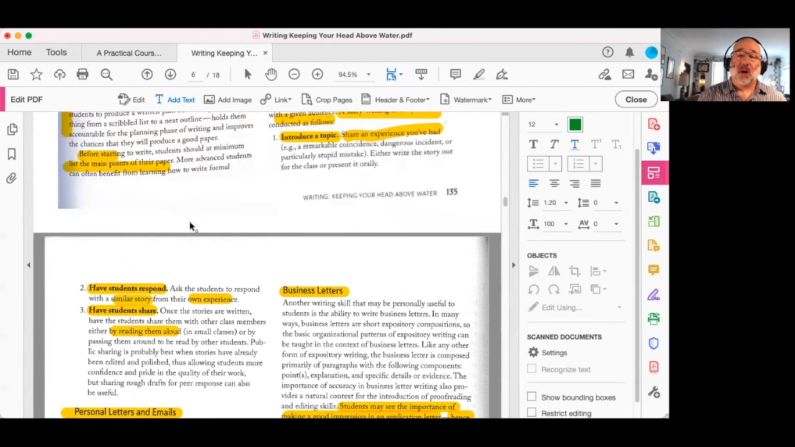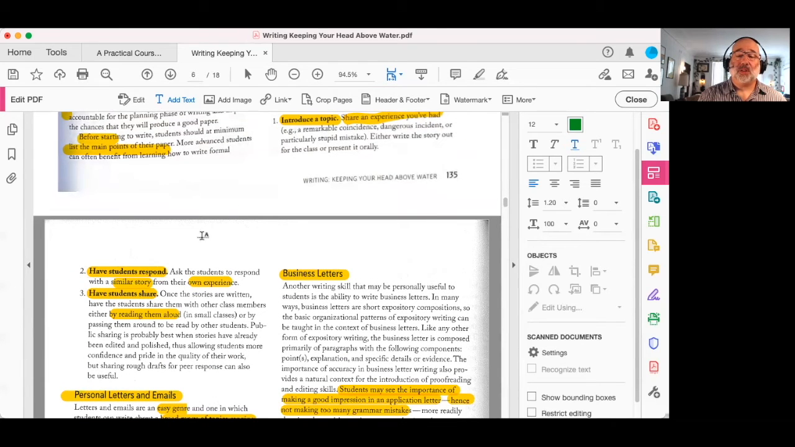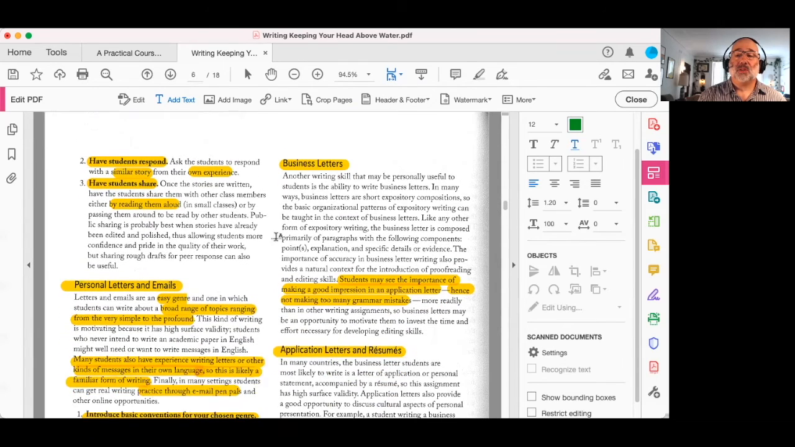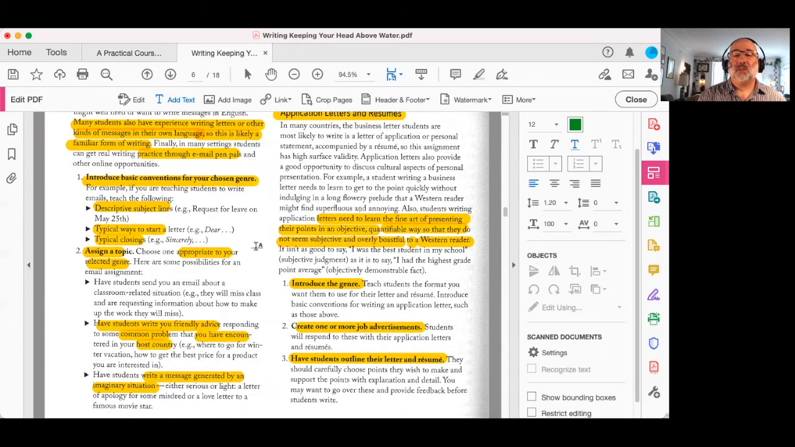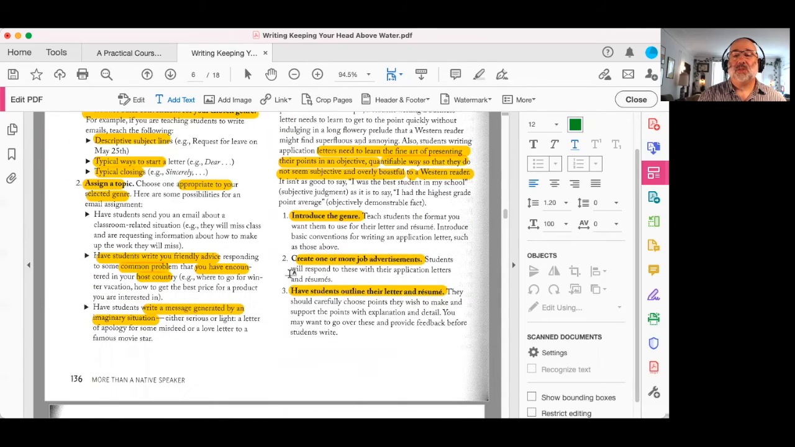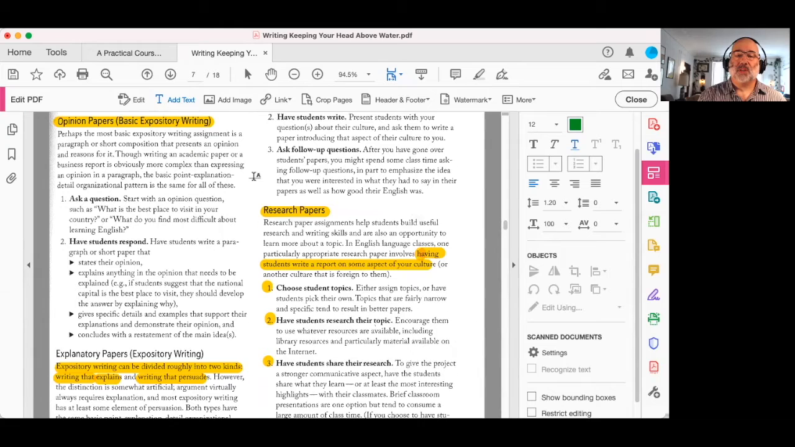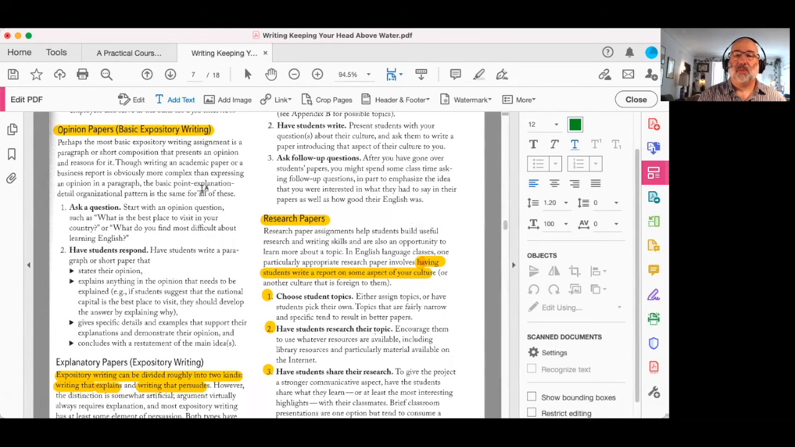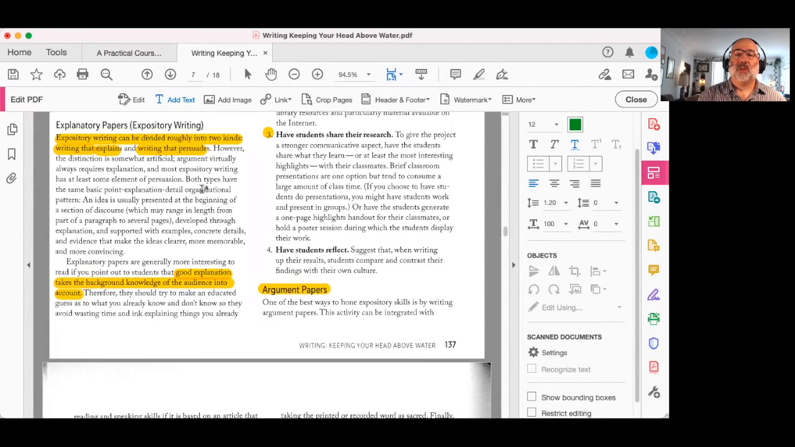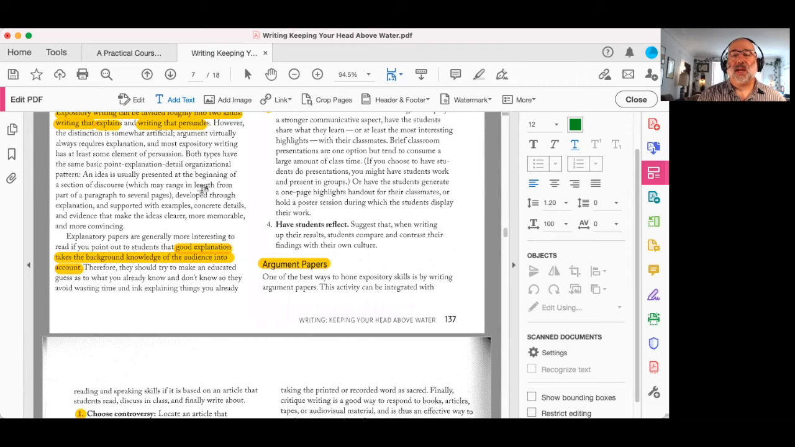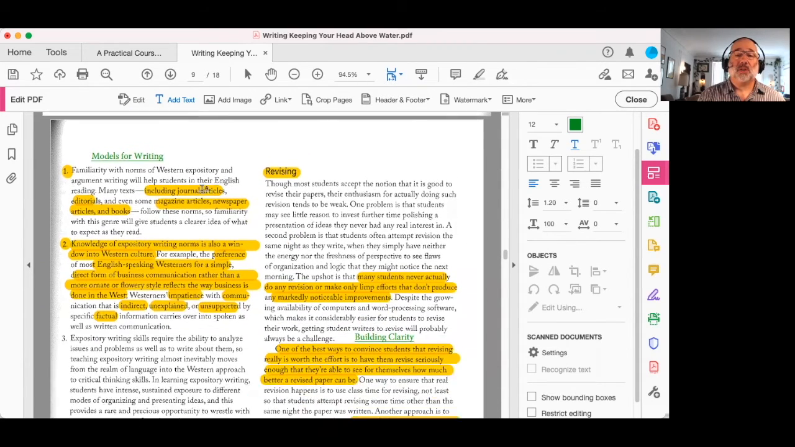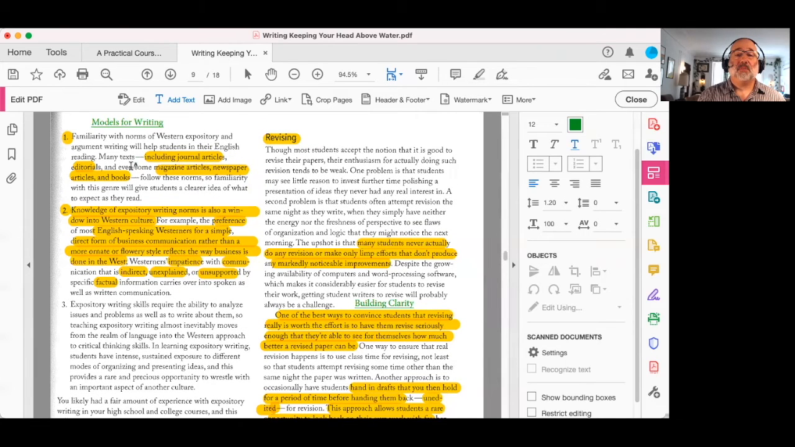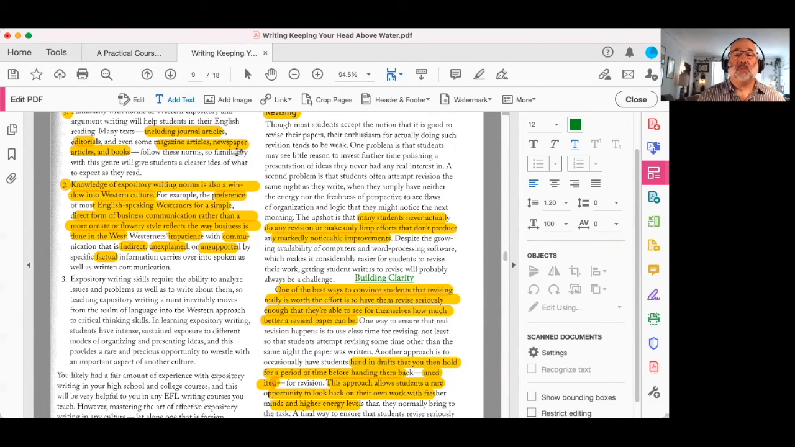This is a modeling process. They're talking about introducing how to do anything and then having students respond and share their responses: business letters, personal letters, application letters and resumes, a lot of good information on how they should do it here. As it progresses in the chapter, there are more complicated forms of writing. So they're very good about providing simple activities and building up to get them to a point where they are strong writers. Models for writing, these are different ways of writing.